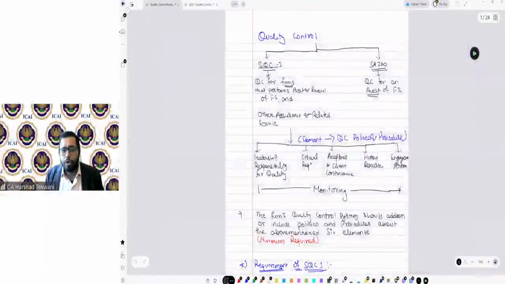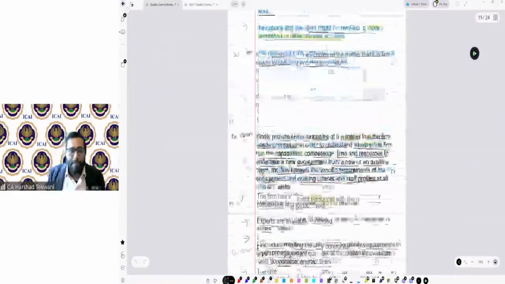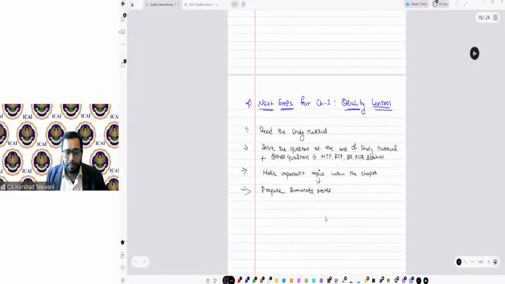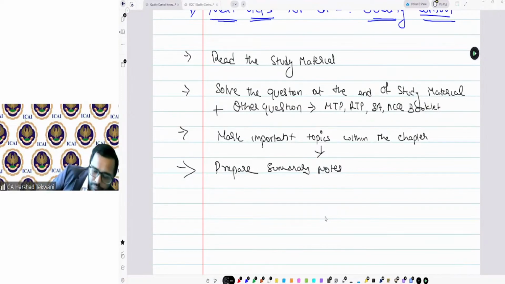But I want you also to prepare a summary note, because when you write in your own words, you will be able to understand a day before the exam. Okay, a day before the exam, you will be able to understand what summary notes you have prepared. Plus, you will be able to remember the topic. You will be able to remember the content, whatever it is there, and you will be able to recollect whatever summary you have prepared easily.